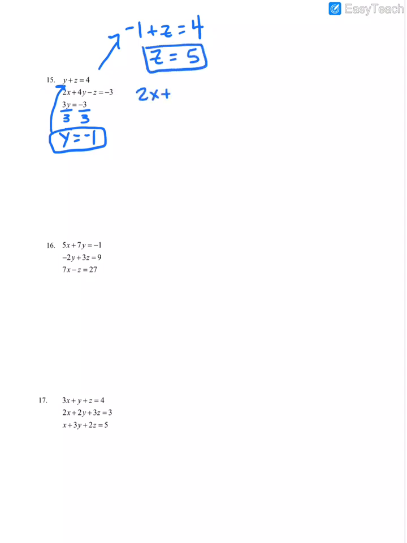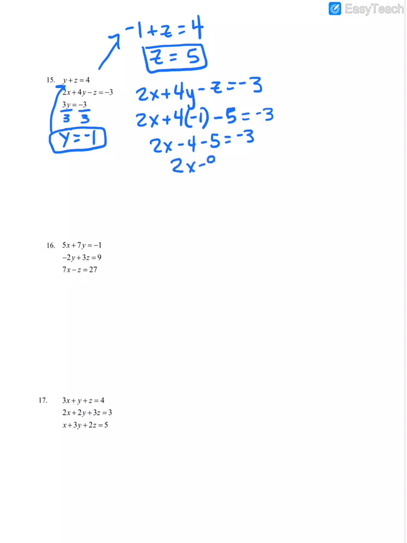So 2x plus 4y minus z is equal to a negative 3. 2x plus 4 times a negative 1 minus 5 is equal to negative 3. 2x minus 4 minus 5 is equal to a negative 3. So 2x minus 9 is equal to a negative 3. Add 9, so 2x is equal to 6. So x is equal to 3. So ordered triple, 3, negative 1, 5.